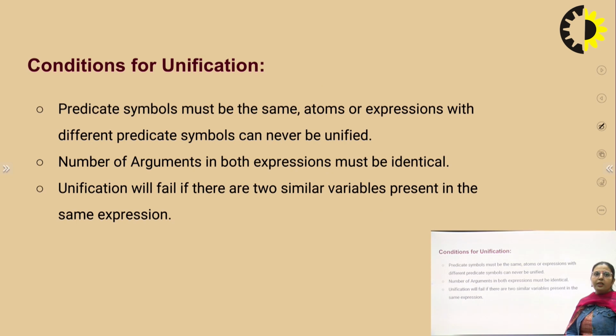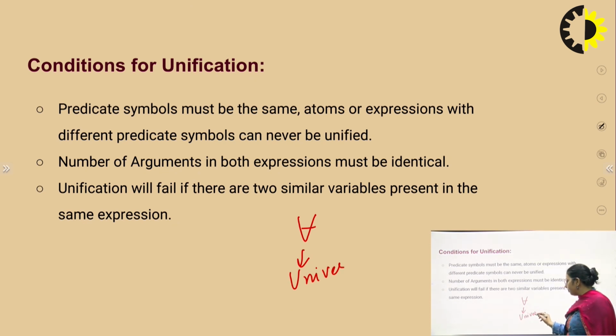So here are the conditions for unification. The first condition is that the predicate symbol must be the same. Atoms or expressions with different predicate symbols can never be unified. Here we are talking about the predicate symbol. You might have heard of two such symbols: the universal, represented by for all, which we call the universal quantifier, and another symbol, the existential quantifier.